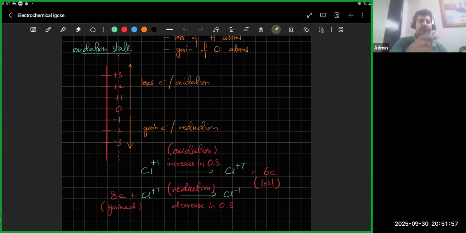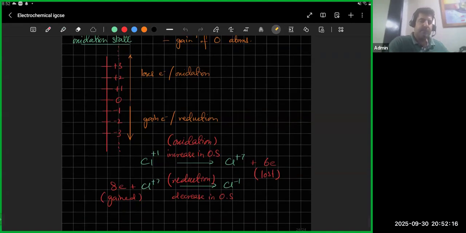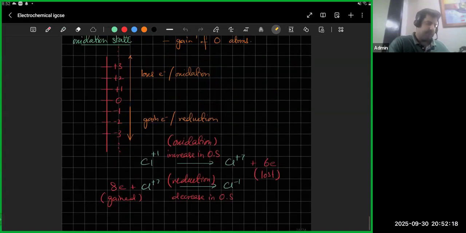that's because electrons are being gained, so that's reduction. You gain electrons, that means reduction. You lose electrons, that means oxidation. Is that clear? That was the only thing that we did.